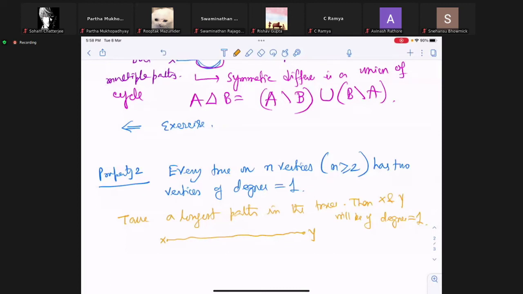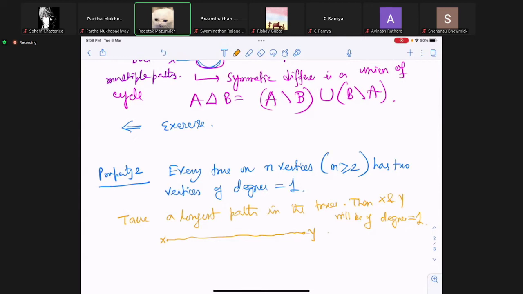If it is not of degree 1, then, sorry, Aditi, you said something? Yes, sir, I said otherwise it will be a cycle. I mean, otherwise you can keep expanding it, right? So if this is not degree 1, then you can extend this path and get a longer path. And this process cannot repeat forever. Eventually, you will have two vertices collide and have a cycle.